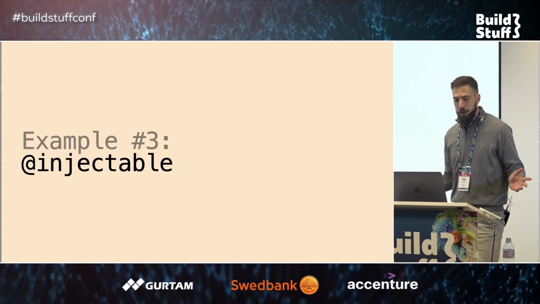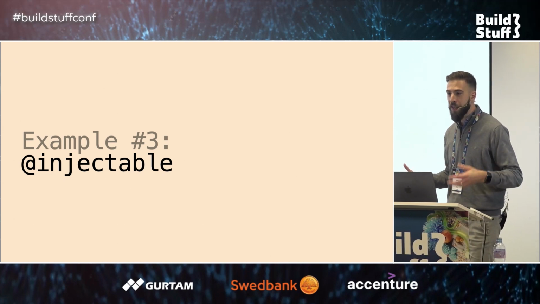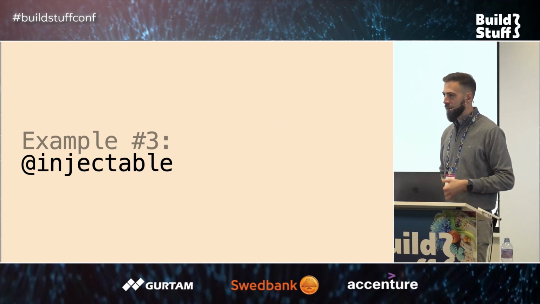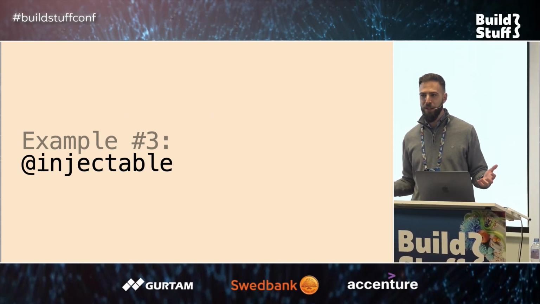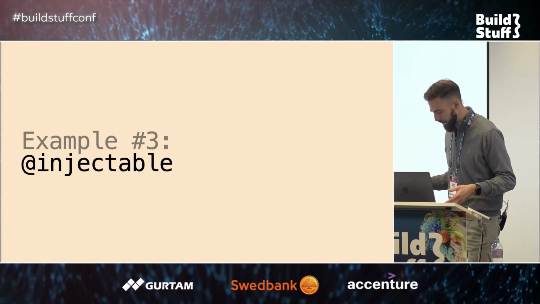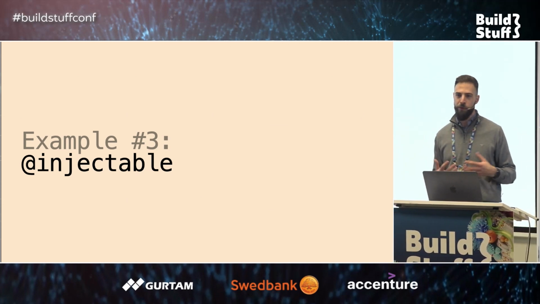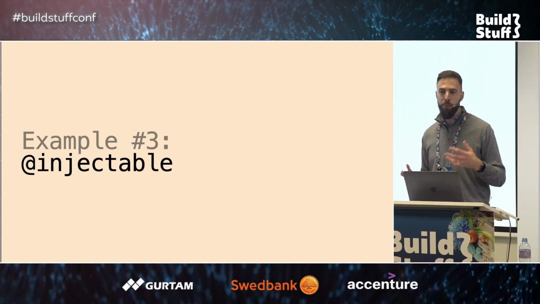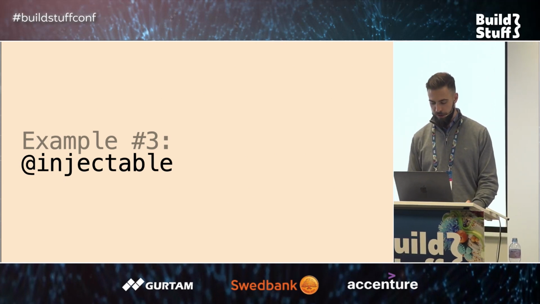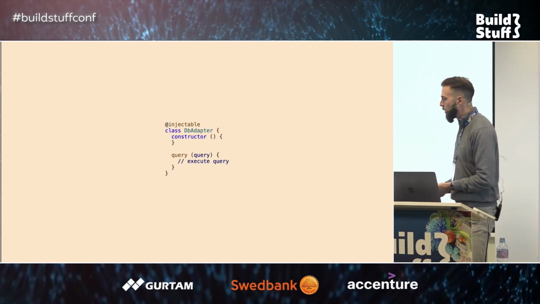The third and last example is going to be injectable. The idea being we want to implement our very own dependency injection. This is something that frameworks like Nest or Angular already have. They implement this in the same way. I'm going to show you how we can do that ourselves. It's not that difficult, actually. So how could this look like?